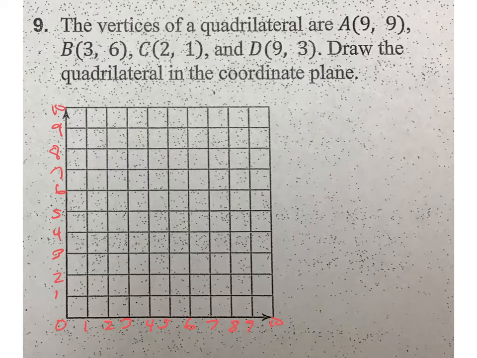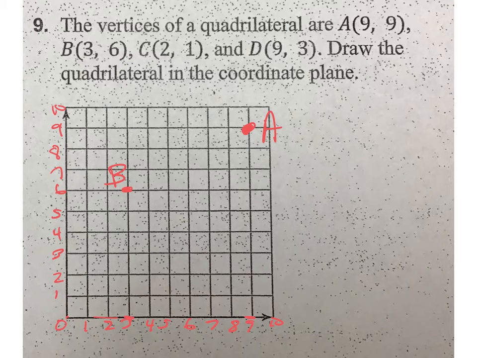Okay, so point A is 9 by 9. So I go all the way over to 9, which is here, and then I got to go up to 9. And that would be there. So there's A. Now B is 3, 6. So over 3, up 6. 6 and 3. Good. That's B.